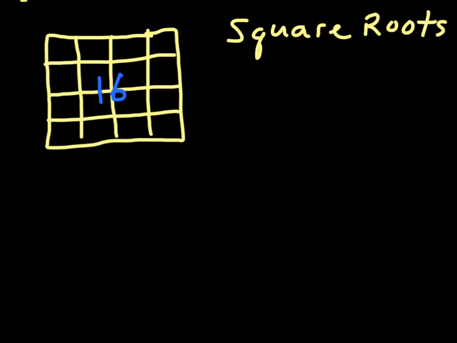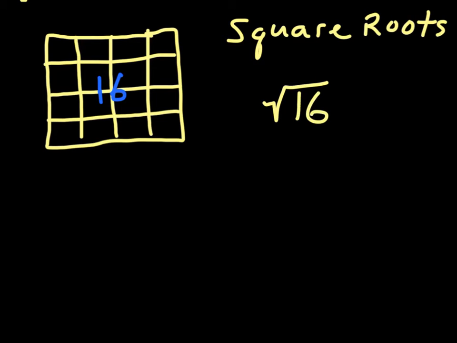Now that we know how to find squares, we can find what are called square roots. Squares and square roots are closely related. The difference is when we were finding squares, you already knew what the dimension of the square was. In square roots, we know how many squares are on the inside. So there's 16 squares here.